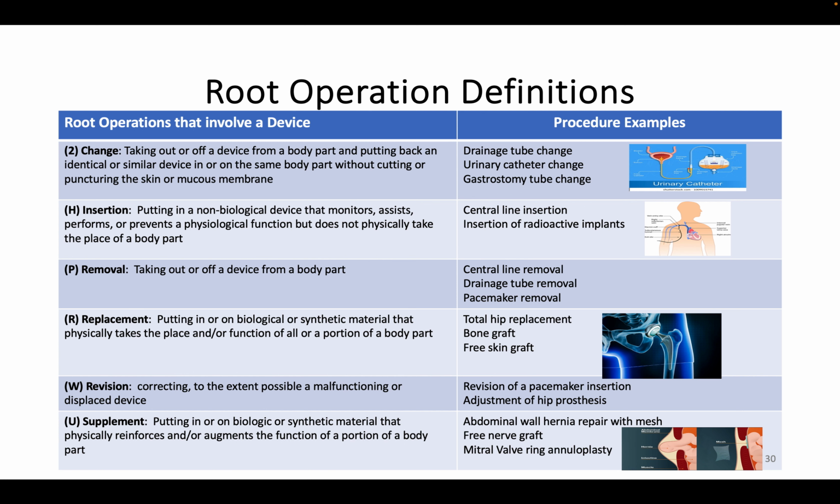Next is supplement, U: putting in or on biologic or synthetic material that physically reinforces and or augments the function of a portion of a body part. This is your abdominal wall hernia repair with mesh, your free nerve graft. You're trying to put the mesh in, you're reducing the hernia and putting a mesh in the front.